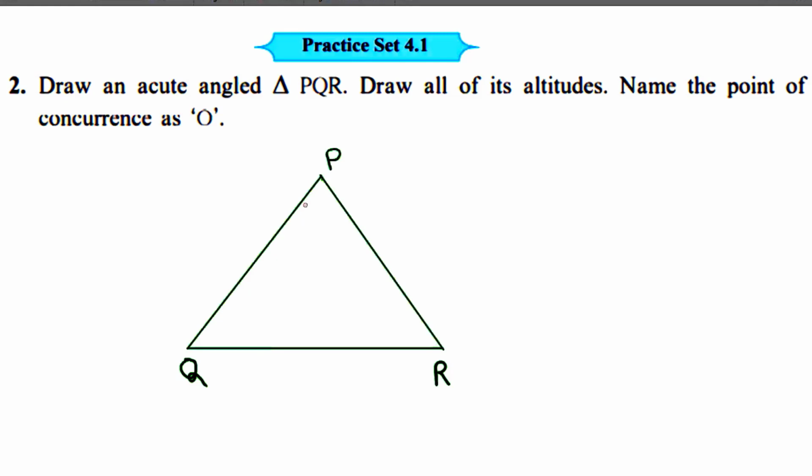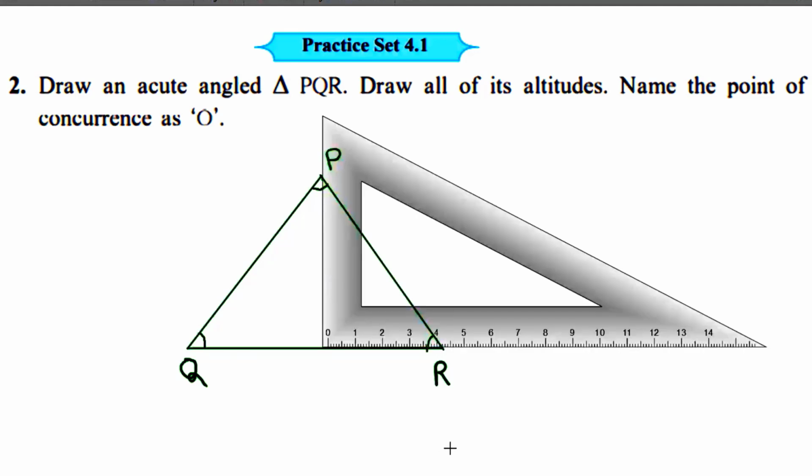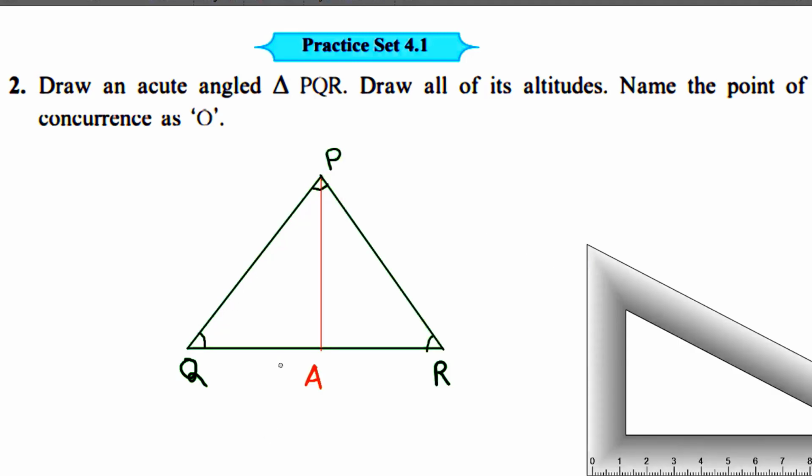This is triangle PQR. Measure of each angle is less than 90 degree. This is an acute angle triangle. Let us draw the altitude from the vertex P to opposite side segment QR. Put the set square along the side QR and one side on the point P as shown here, and draw the altitude from point P to opposite side QR. Segment PA is the altitude.